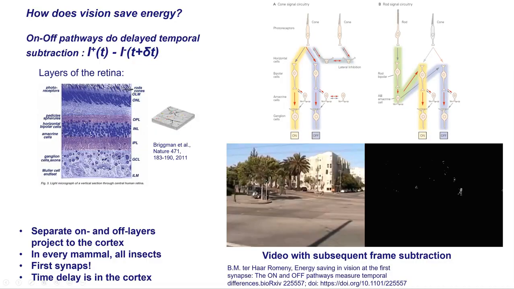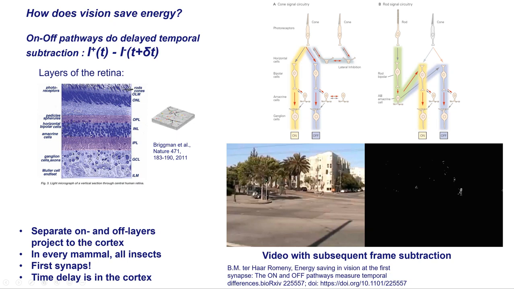Now we go to energy saving. How is the visual system saving energy? One of the things that is remarkable, if you look at the cones and the rods in the visual system, is that in the pedicle of the cone, you see there is a separation. The signal goes to a channel that's called the on channel, and it goes into the off channel. Two completely the same channels, but one is the positive and one is the negative.